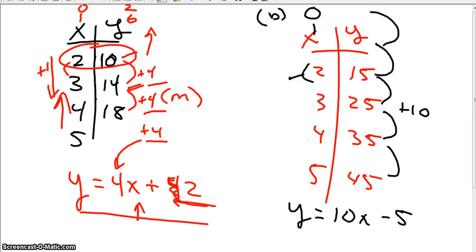Okay, so we can try any point. If we try this first point, 2, 15, plug in 2, we get 10 times 2, which is 20, minus 5 is 15. It works. Try a second point. Plug in 3, you get 30 minus 5 is 25. Okay, so we can use a table to write an equation. In this case, if you see constant addition, and you have a pattern in your domain as well, of just increase by 1, plus 1, plus 1, it's 10 over 1 or a slope of 10. This one is 4 over 1 or a slope of 4.